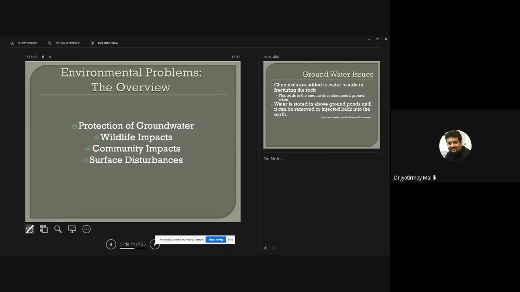Okay. So the environmental problems could be protection of groundwater, as we have talked about, and wildlife impact, simply because if you look at the huge area of the Marcellus shale field, the land use is very, very large. Okay, large land use. If you have large land use, of course that will lead to deforestation, right? Because the land will not come from the sky. You have to create your own land. So that will require deforestation. If you do deforestation, of course, it is going to impact the wildlife. Community impacts, deforestation, and you are completely changing the landscape of a particular area. So that, of course, means the community will be impacted, and surface disturbances, of course, are accompanied by such hazards.